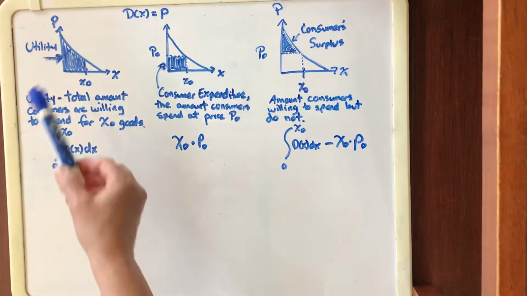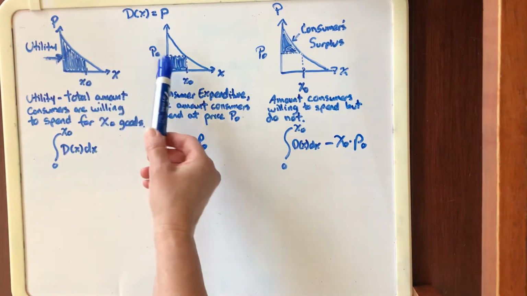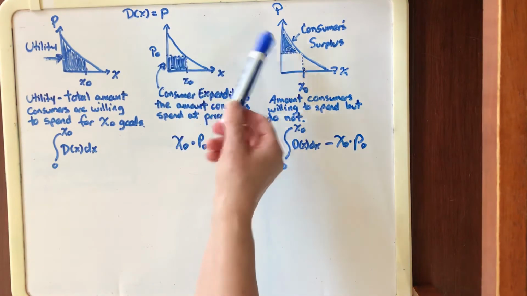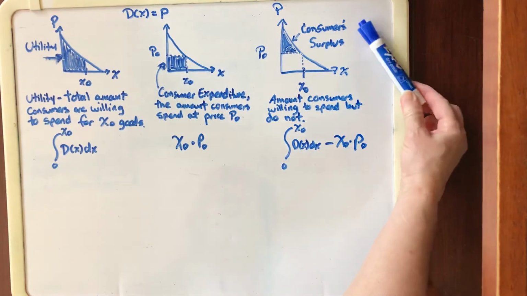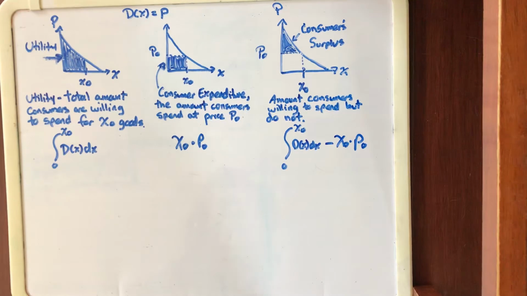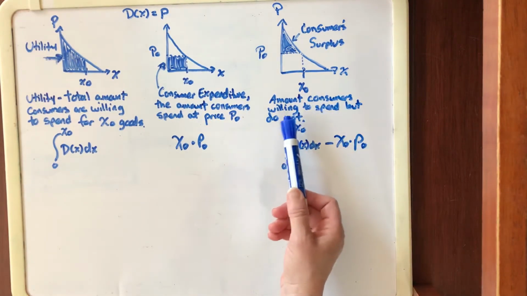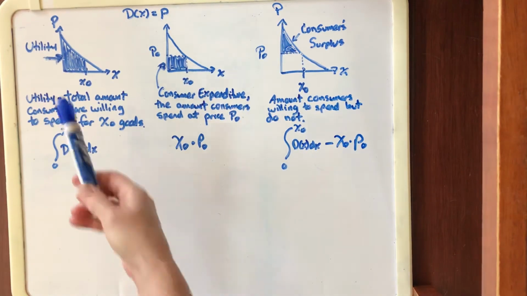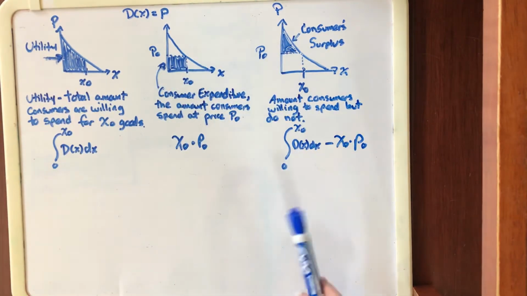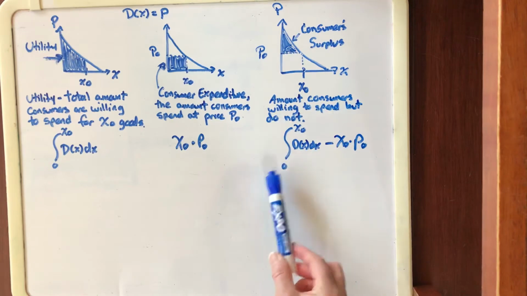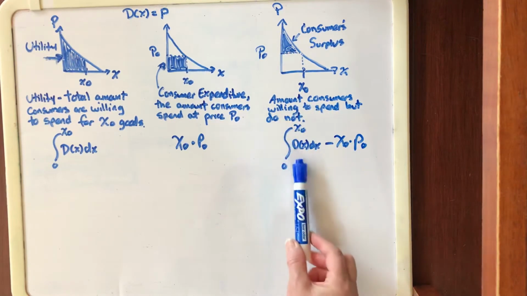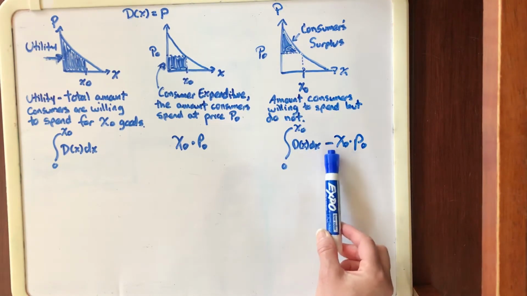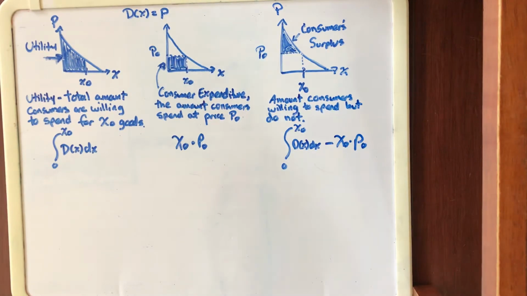All right, if we were to take this and subtract this, we would get this, and that is called consumer's surplus, the amount consumers are willing to spend but do not. So just like we said, this minus this equals this, that's how we would calculate it. We'd integrate from 0 to X naught of D of X dx minus X naught times P naught. Okay, so let's do some examples.